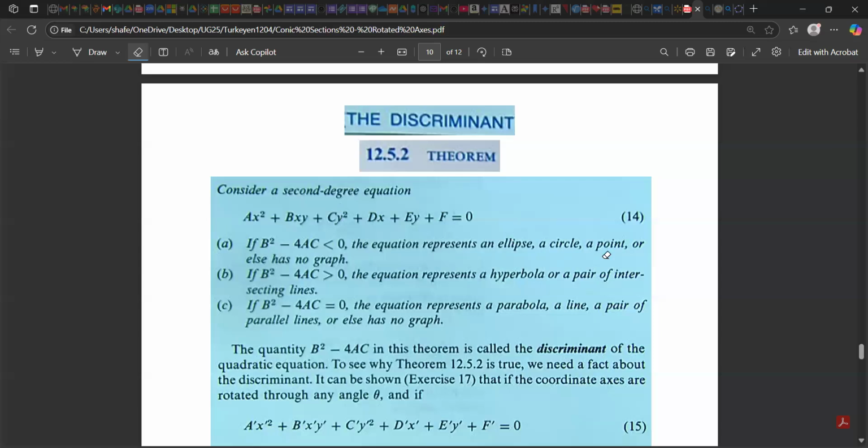And then you can do some further investigation to show that you don't really have a point, because you probably can have several points here, right? And once you have several points, you have a graph. So you eliminate no graph, you eliminate a point, and then you're left with whether it's an ellipse or a circle. And I just talked about how you can figure that out. So that extra analysis on your part, you need to do, right?